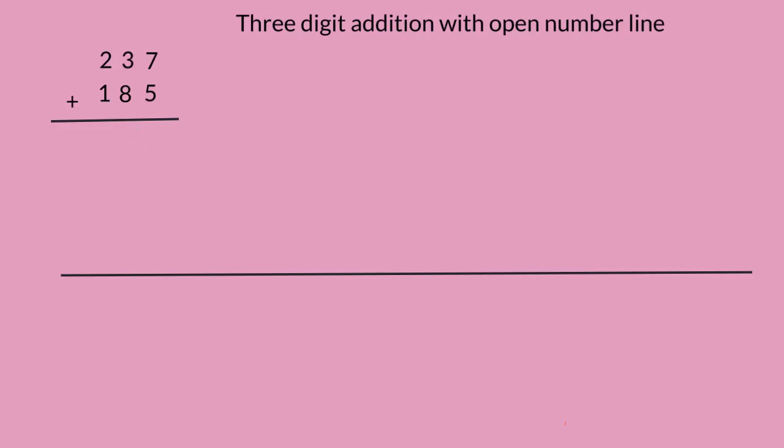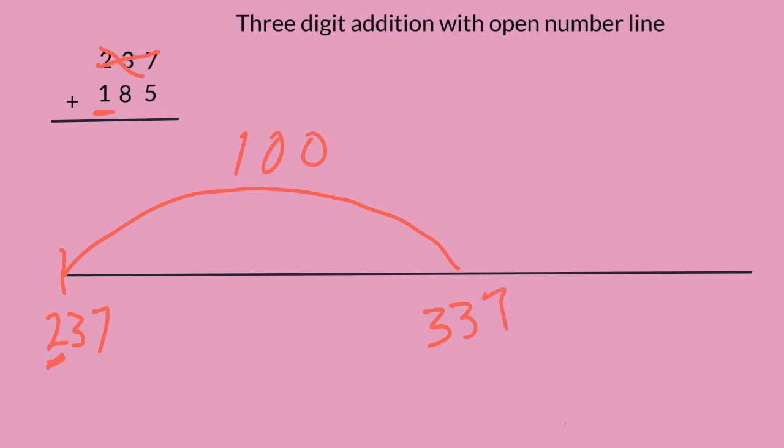So let's start with the larger number. Once again, our larger number is 237. What we're going to do is eliminate 237 because it's already used, and we're going to focus on the 185. The first thing we're going to do is take a jump of 100. A jump of 100 just changes the hundreds place. So we're back up at 337, and we used the 100.